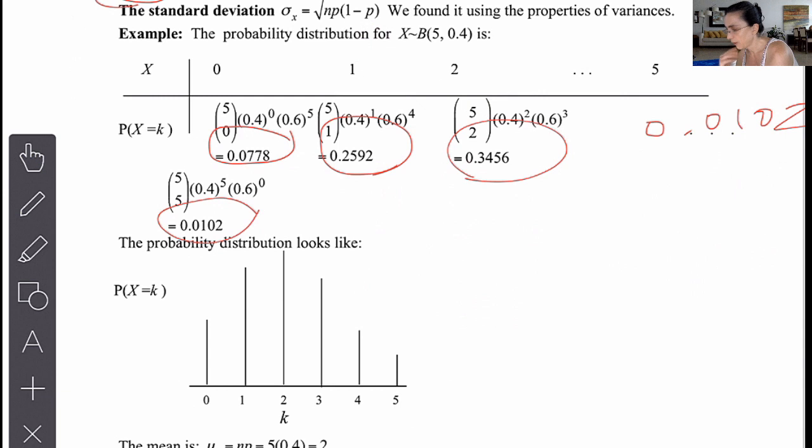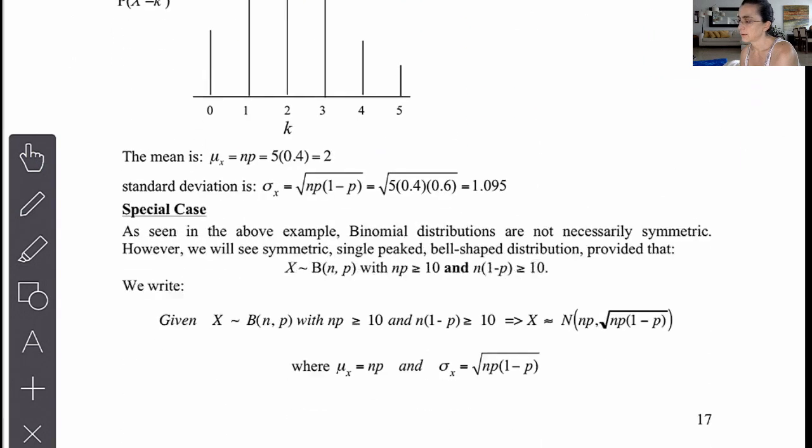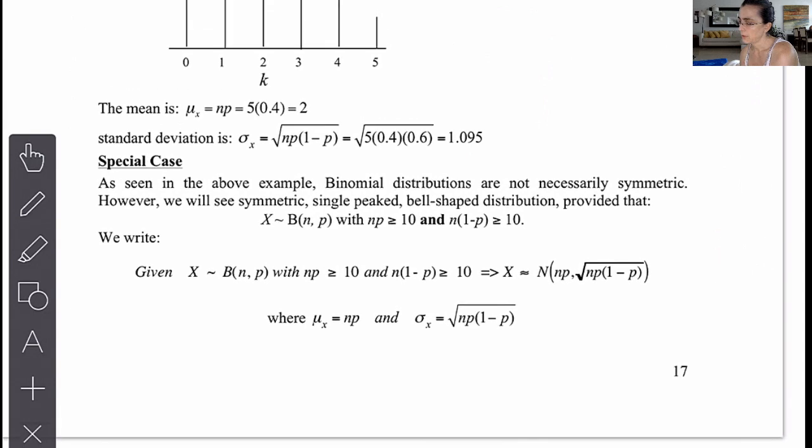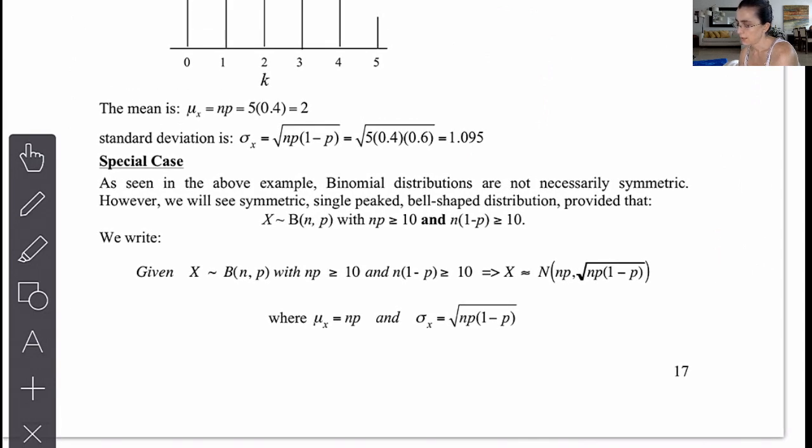Now where does that come from? Same idea. It comes from the derivation on the page before. How do I calculate it? Well, just punch in. Standard deviation is the square root of n times p times 1 minus p. So the standard deviation is 1.095.